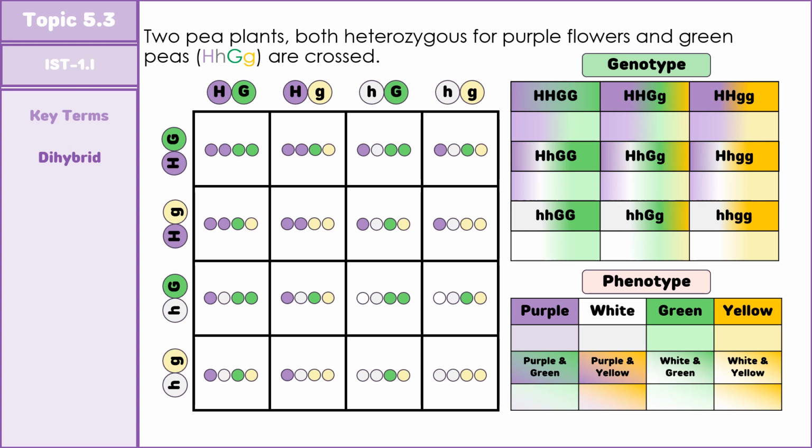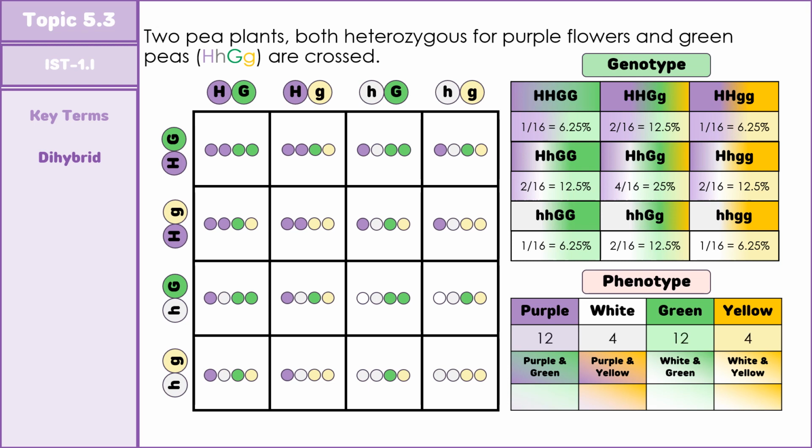So I went a little crazy with the colors here, so I apologize if it's harder to read. But we have 1, 2, 1, 2, 4, 2, 1, 2, 1. Now, what we can look at here when we count up all of the potential genotype combinations is we can determine individual phenotypes. For example, we'll have 12 purple plants, 4 white plants, 12 green plants, and 4 yellow plants.